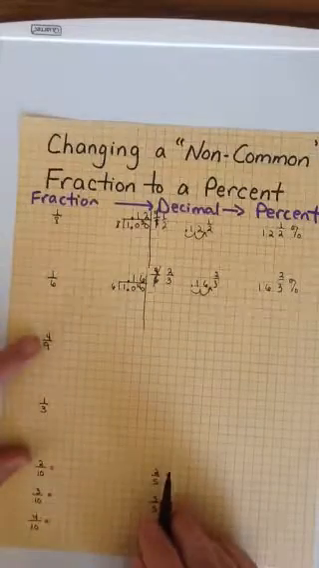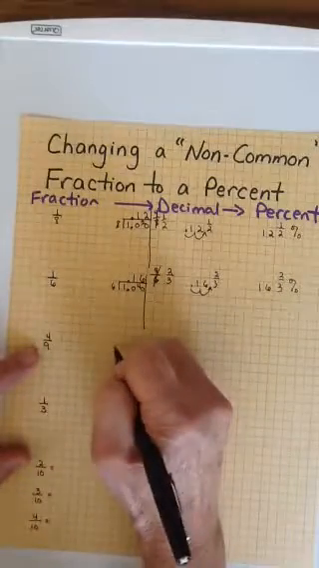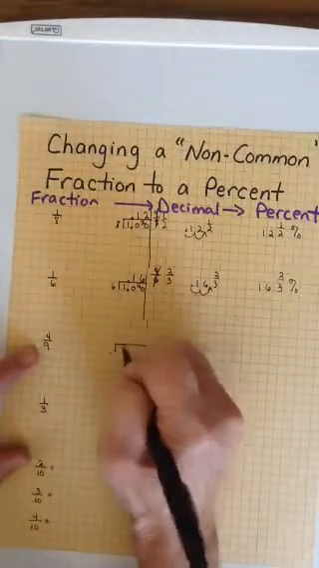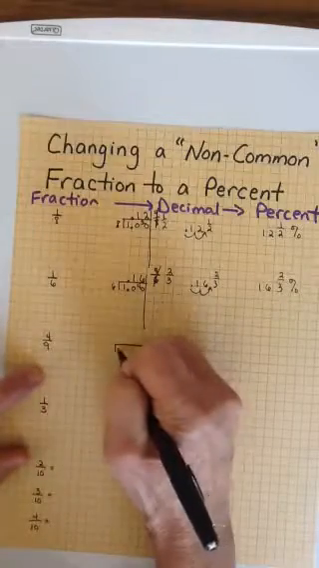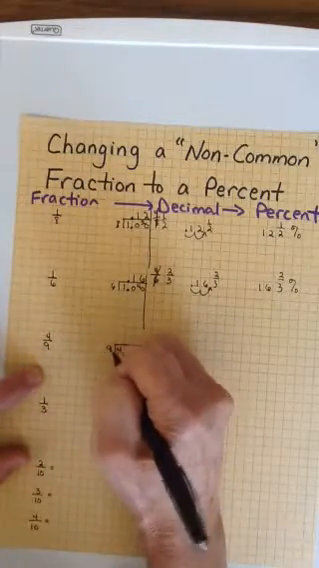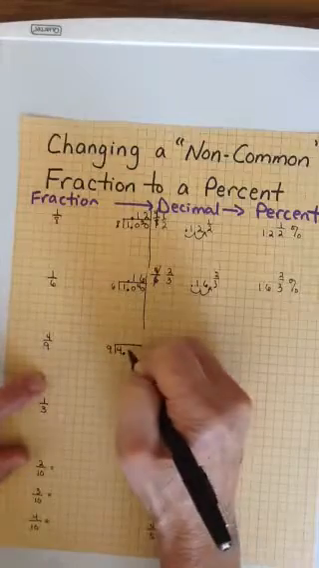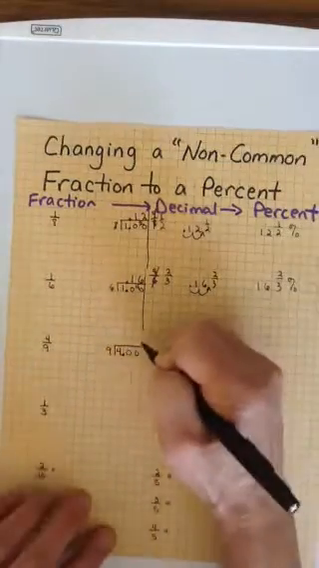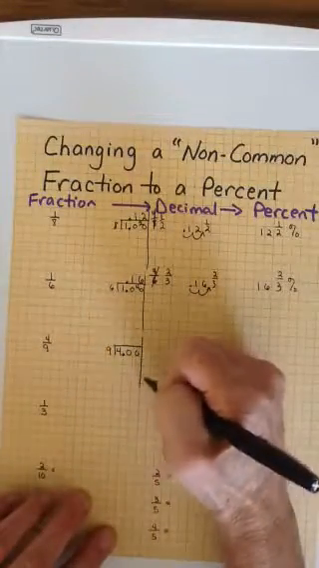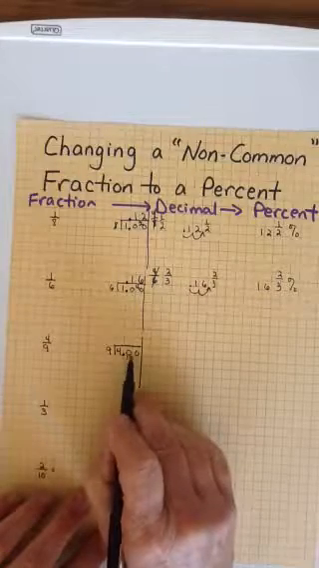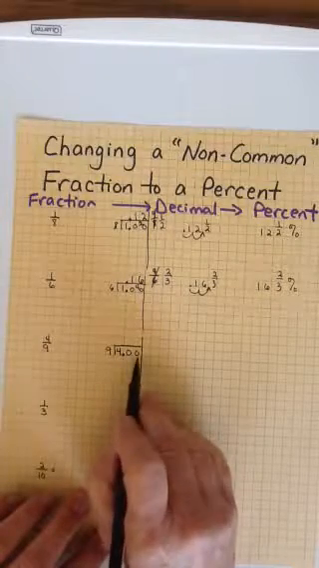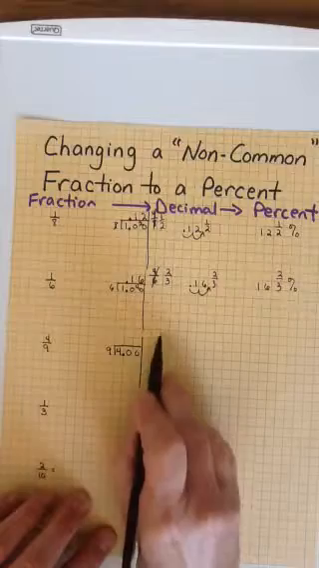Okay, moving on to 4/9. The top number goes inside the box. I place my decimal point and add 2 zeros. Now I'm going to stop dividing after the second 0. And if I have a remainder, I'm going to write a fraction.